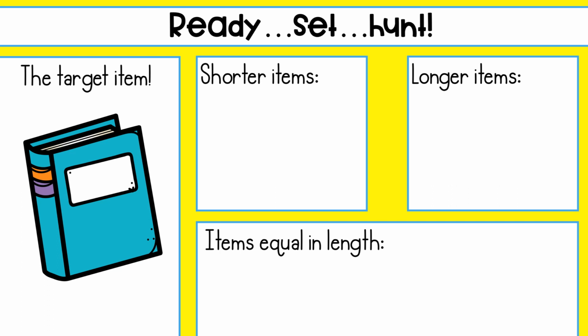Okay, now your target item is a book. So go around your house and find something that is shorter than your book, longer than a book, and equal, the same as a book.